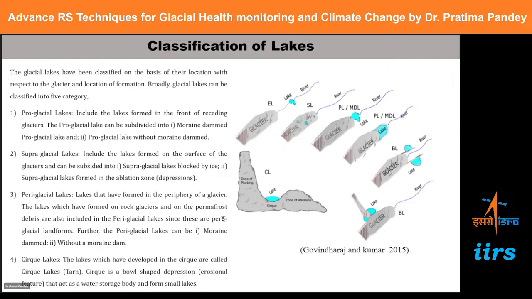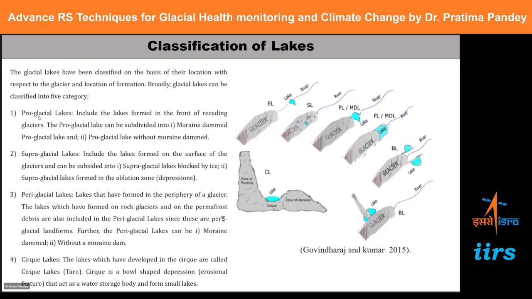There are types of lakes which are prone or vulnerable to glacier lake outburst flood, and there are stable lakes also. So depending on where the lakes are forming in terms of their mother glacier, they can be classified into proglacial lake, supraglacial lake, periglacial lake and cirque lake.